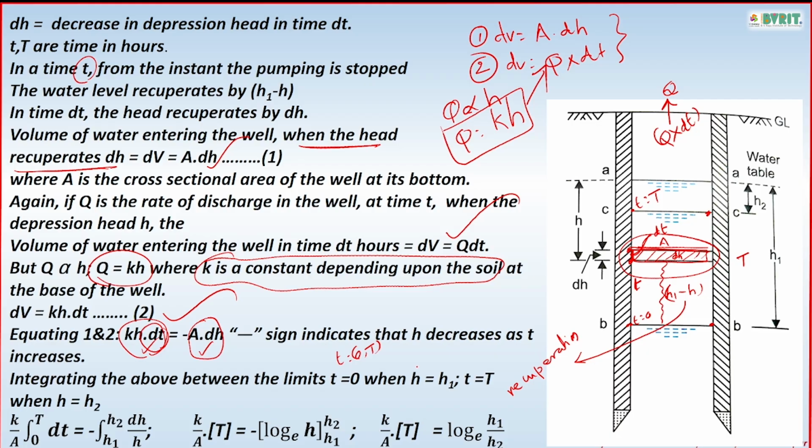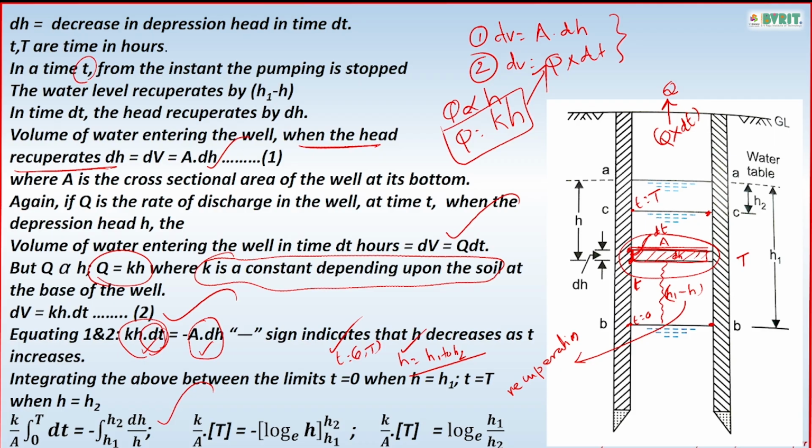For the head, the initial value is H1, and the final value is H2. So the head varies between H1 and H2, and time varies from 0 to capital T. Knowing that, I have put exactly the same thing and am trying to integrate the equation.